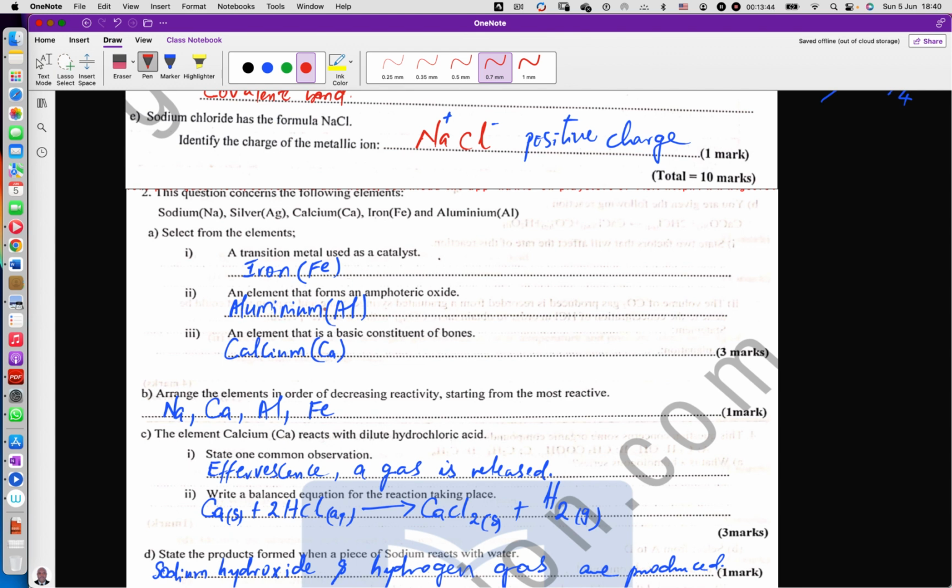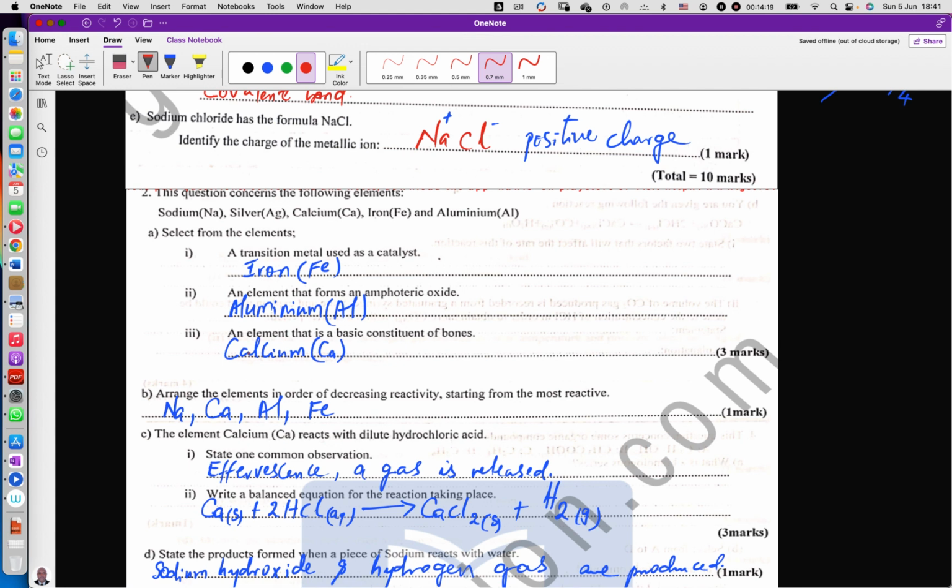An element that forms an amphoteric oxide. A group 13 element usually forms an amphoteric oxide. For instance, aluminum. Aluminum oxide is an amphoteric oxide. It can react both with an acid and with a base. So for that reason, aluminum is the element that forms an amphoteric oxide.